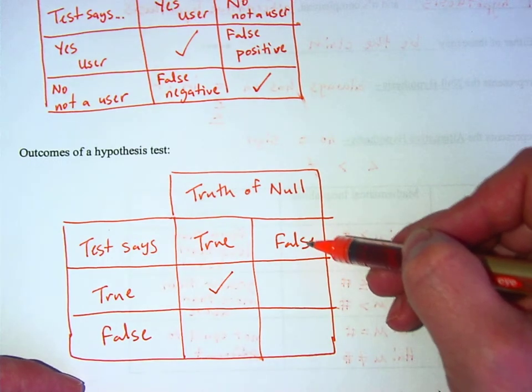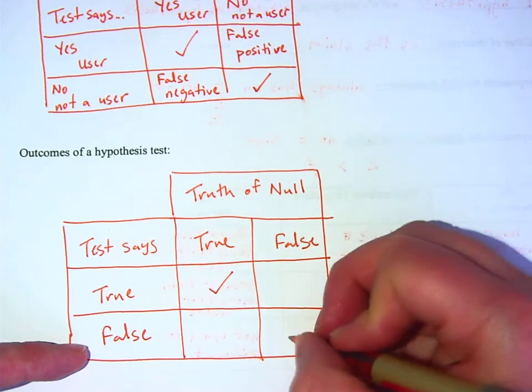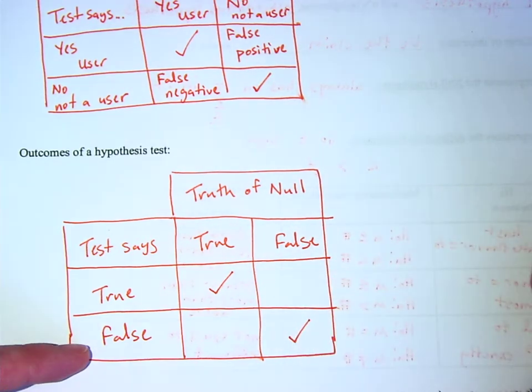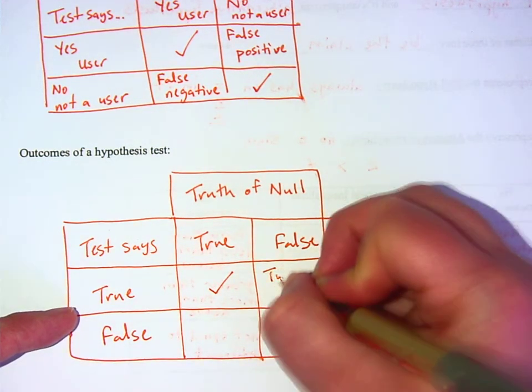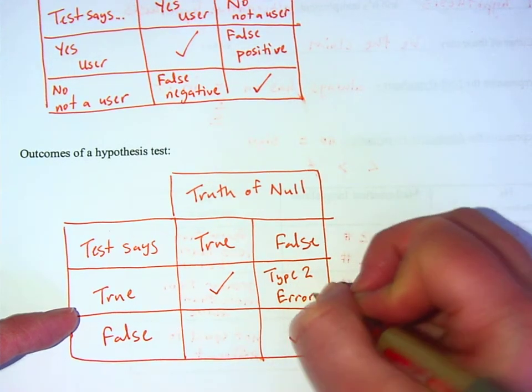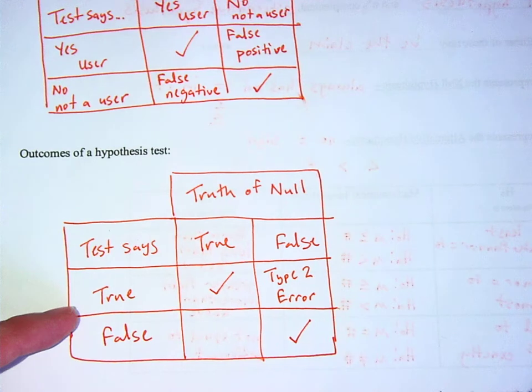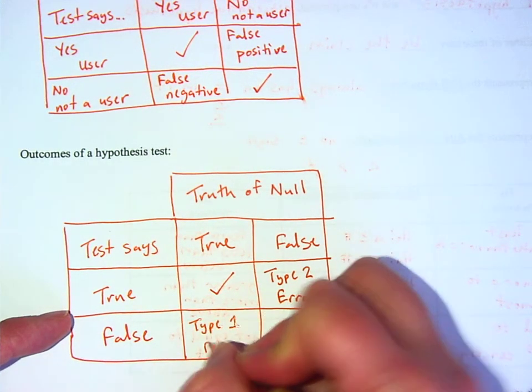And if the truth of the matter is that the null hypothesis was false, like I'm going to get bigger than a 3.0, and that turned out to be false, and then I did my test, and then it actually is false, like, good job, I predicted it well. This right here is a type 2 error. That's that false positive. And a type 1 error is over here.